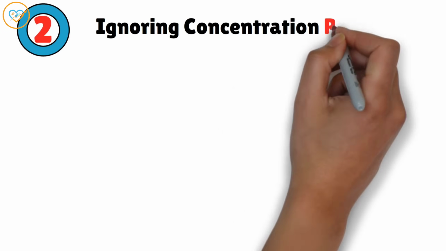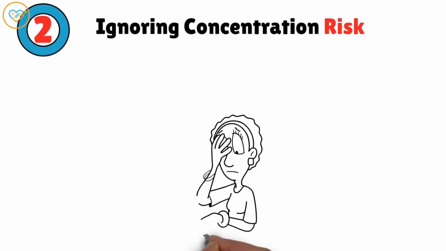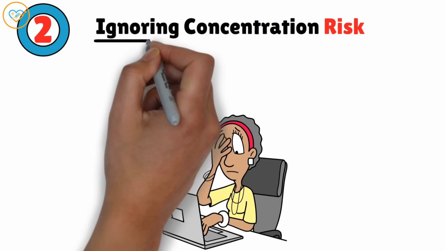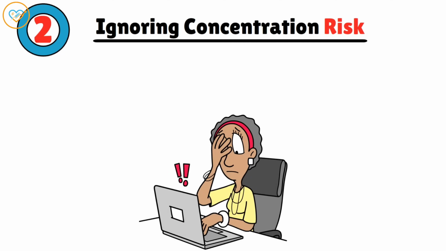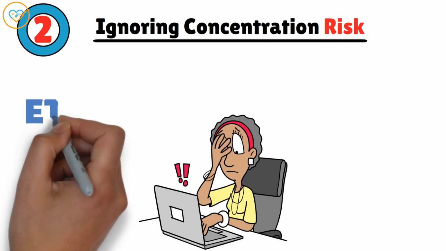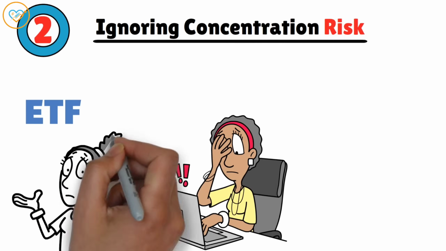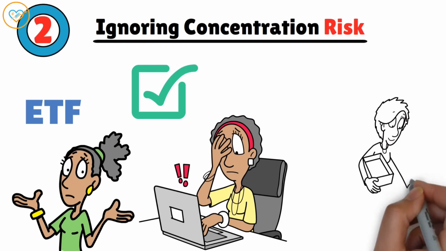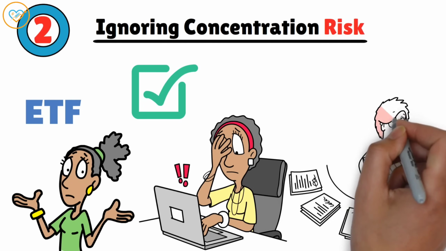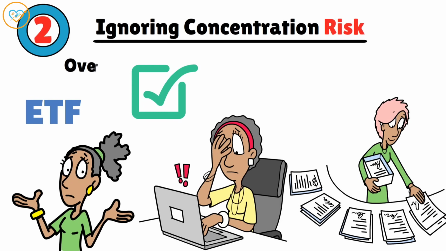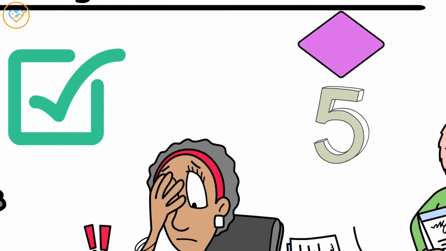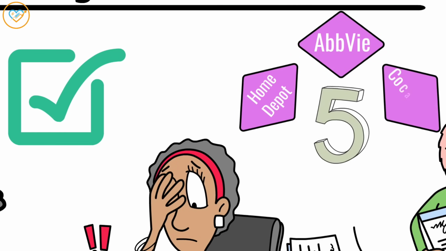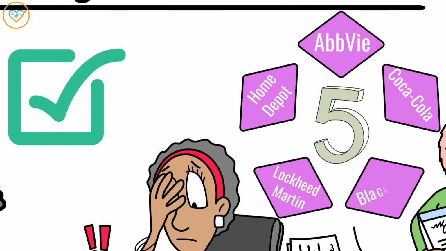Chapter 2. Mistake number 2. Ignoring concentration risk. Next up, we have a mistake that's easy to overlook: ignoring concentration risk. You might think that because SCHD is an ETF, it automatically provides broad diversification. While that's true to some extent, it's important to understand how SCHD's assets are actually allocated. Over 20% of SCHD's total holdings are concentrated in just 5 stocks: AbbVie, Home Depot, Coca-Cola, Lockheed Martin, and BlackRock.